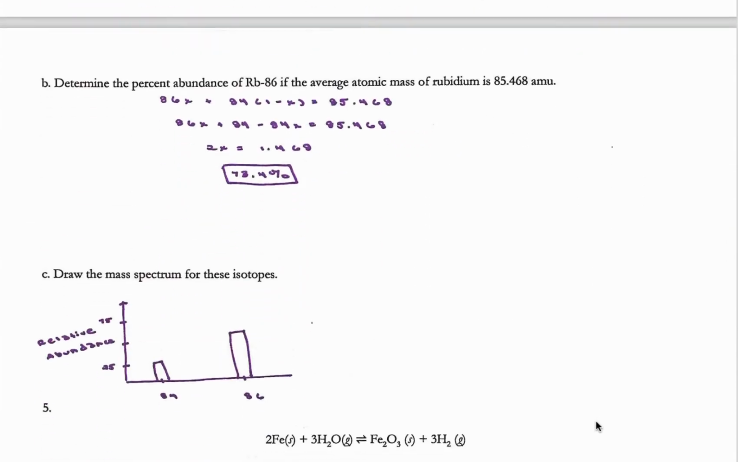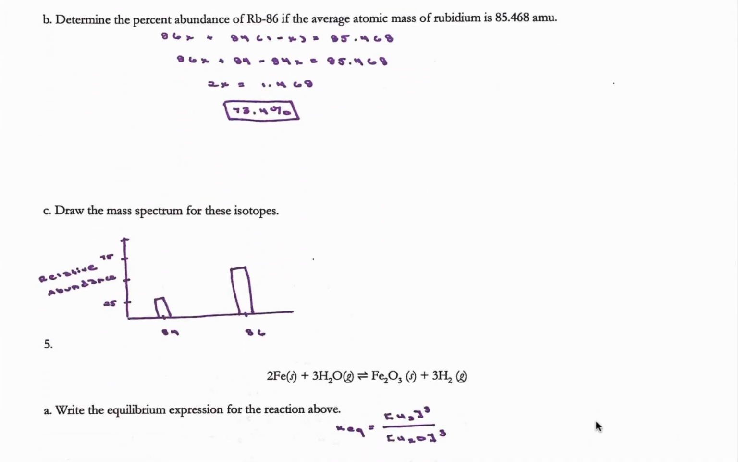For B, it asks us to determine the percent abundance of rubidium-86 if the average atomic mass of rubidium is 85.468. So I have my 2 isotopes. Remember, their percent abundances have to add up to 100%. So if I have rubidium-86, it's going to be 86 times X, because that is the percent abundance that I don't know, plus rubidium-84 times its percent abundance. And the way that I determine that is to say, okay, well, the percent abundances have to add up to 100%. So if one of them is X, the other one is 1 minus X. All right, so that's the percent abundance of the other one, and that equals 85.468.